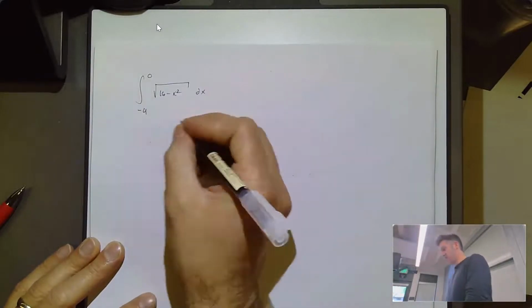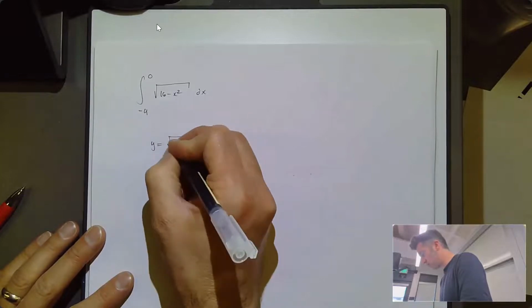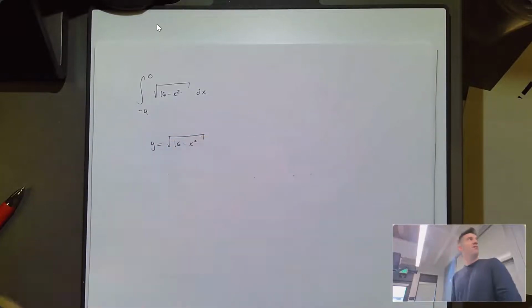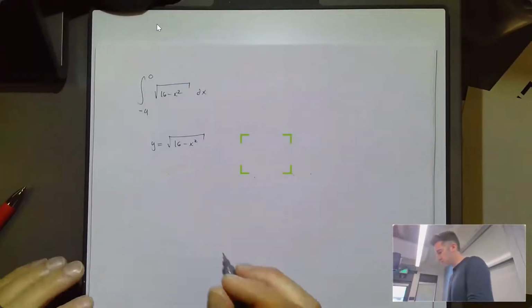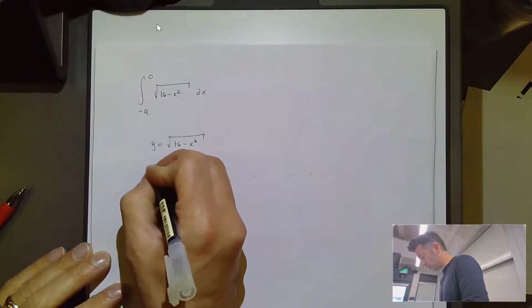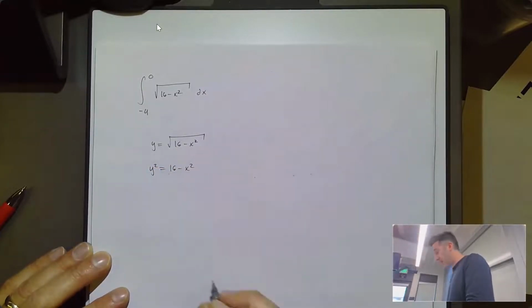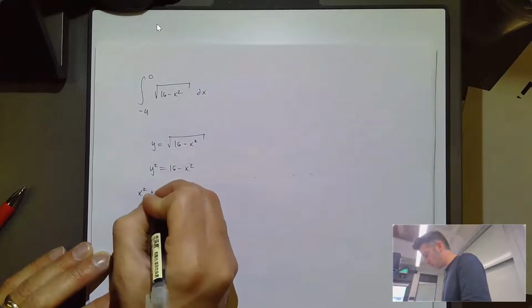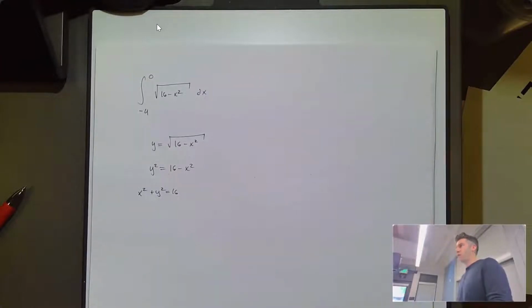So what we do here is say, well, what does this function actually look like? And you might not recognize it as it's written. But if we do a little bit of manipulation, like squaring both sides and adding x squared over to the left, we get x squared plus y squared equal to 16. And what's the graph of that equation? It's a circle with a center at the origin and a radius of 4.